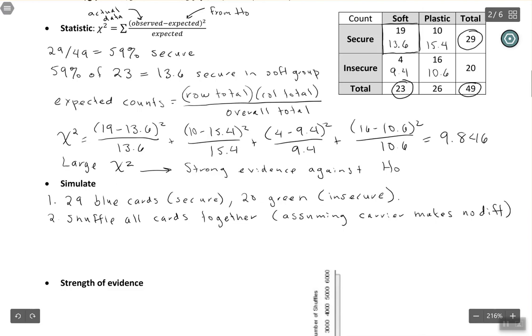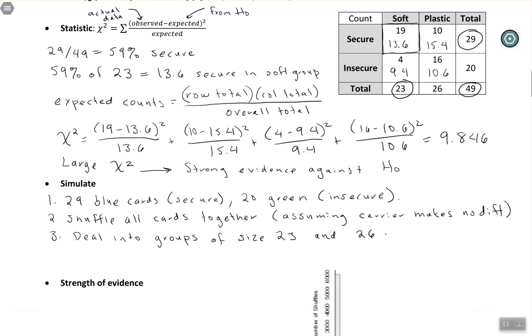Okay, so we shuffle everything together, and then we want to mimic the random assignment. So we're going to deal into groups that match the sample sizes that we have up here. So groups of size 23 for the soft group, and 26 for the plastic group. And we need something to summarize this simulated sample. And because we've used a chi-squared test as our statistic, we'll use a chi-squared test here. Calculate chi-square and repeat.